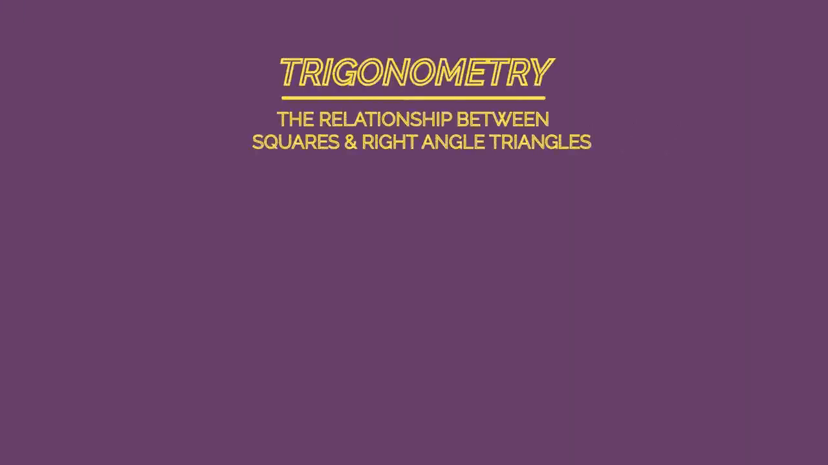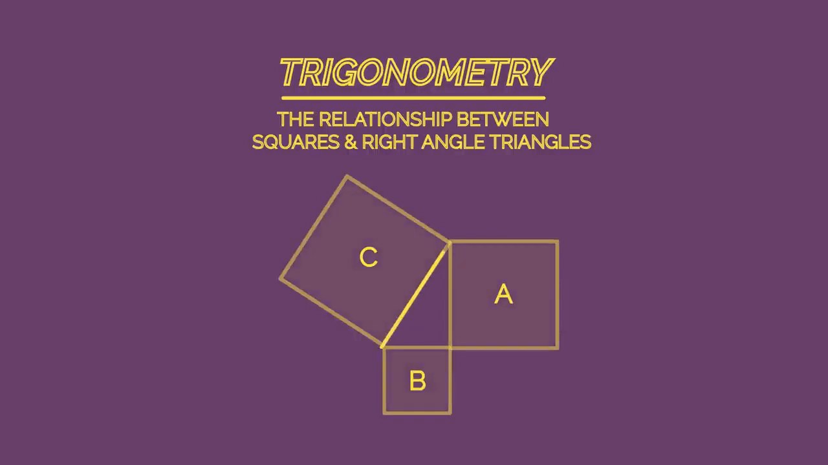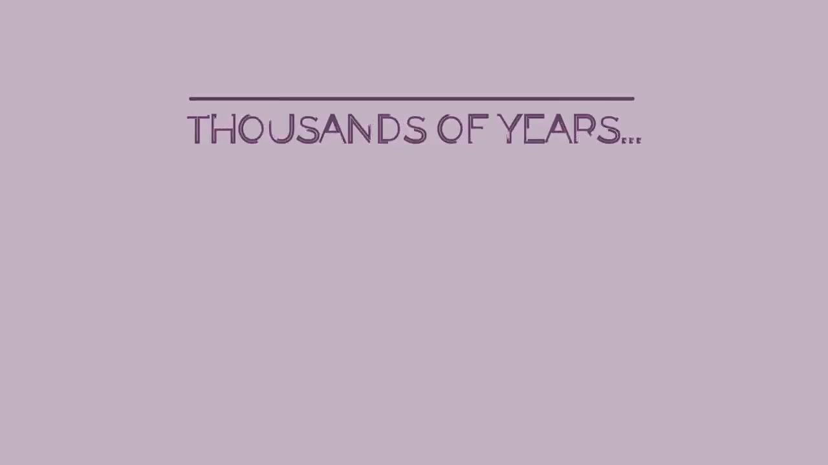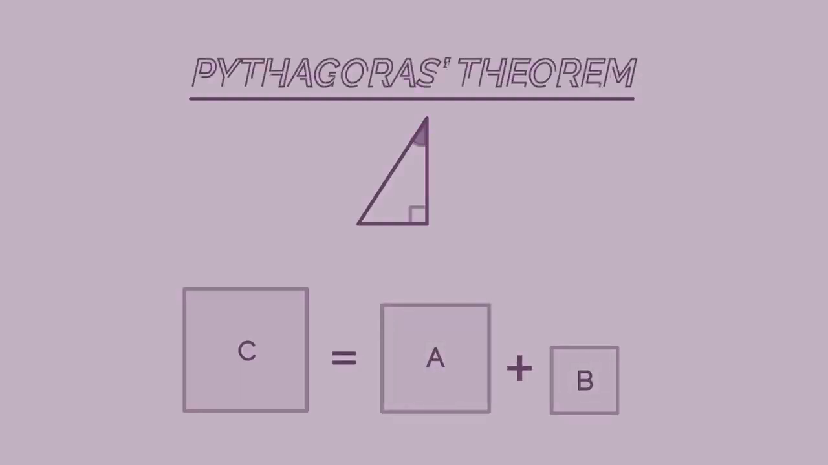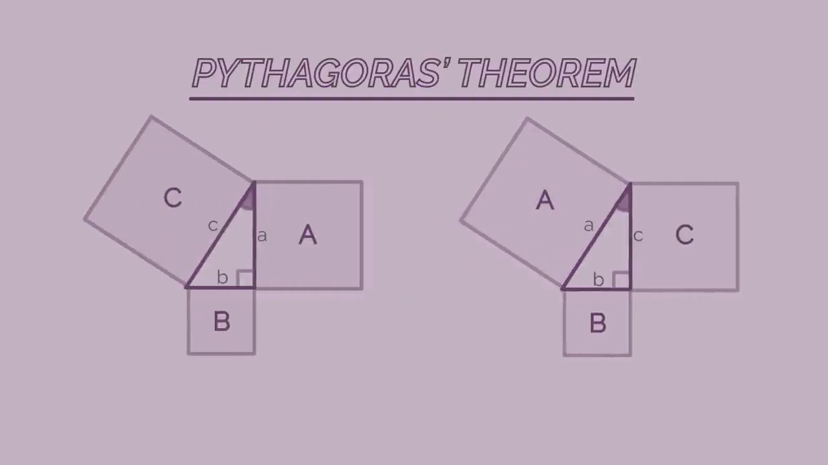In this video, we're going to look at the relationships between the squares on the sides of right-angled triangles. Thousands of years ago, maybe even 4,000 years ago, it was discovered that for a right-angled triangle, the square on the biggest side is equal to the sum of the squares on the other sides. This is known as Pythagoras' Theorem. It can be written like this or like this. It just depends which side you label as A, B and C.